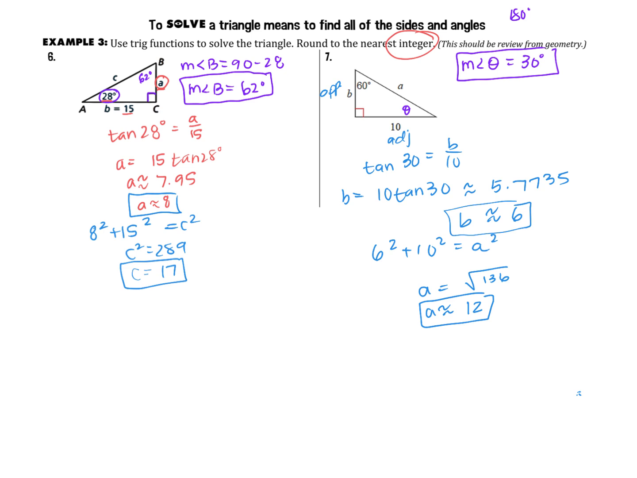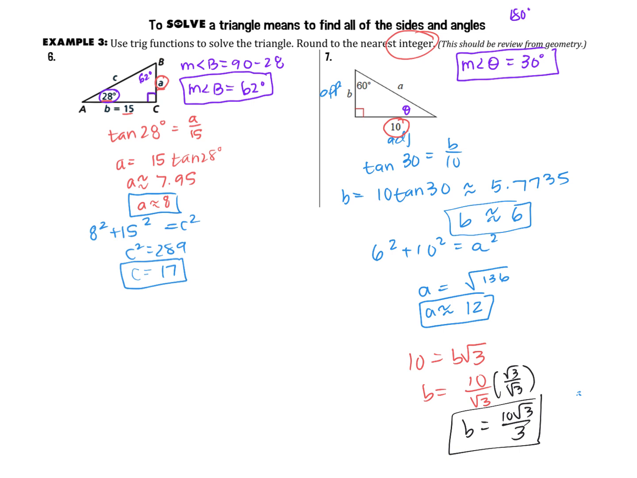Something that I do want to point out about number 7 is that this was a special right triangle. So you could use special right triangles to find the different side lengths. If we know that 10 is the longer side, we know that 10 is equal to the shorter side times the square root of 3 based on special right triangles, which means that b is 10 over the square root of 3, except we never leave radicals in the denominator, so we need to multiply by root 3 over 3. So that would give us our value for b.